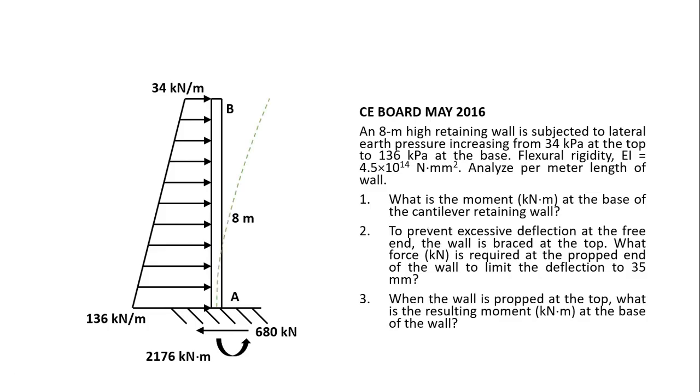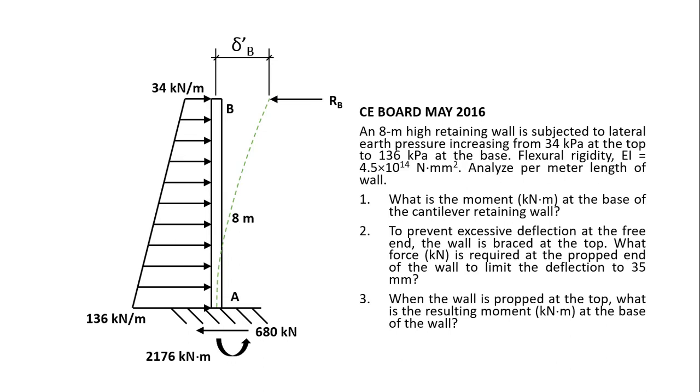So dahil nga retaining wall to, no, free yung end niya. So most likely magde-deflect talaga yan. So ngayon, sabi niya sa number 2, to prevent excessive deflection at the free end, the wall is braced at the top. So may tutulak sa kanya na puwersa. Okay? So yun yung deflection sa point B. So ngayon, magtutulak tayo ngayon ng puwersang RB.